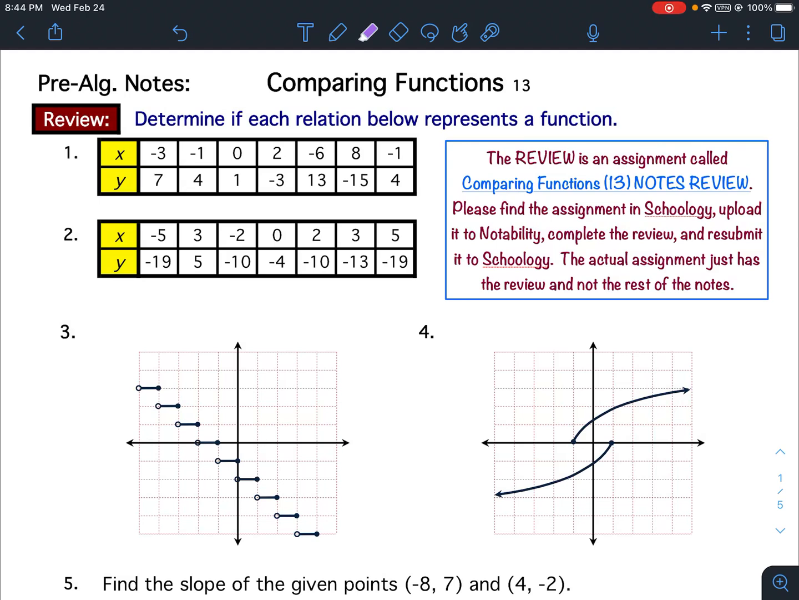Comparing functions, less than 13 notes. The review is a separate assignment. Find it in Schoology, upload it to Notability, complete it there, and then submit it back to Schoology.